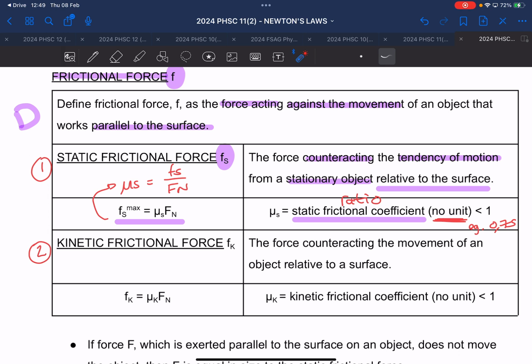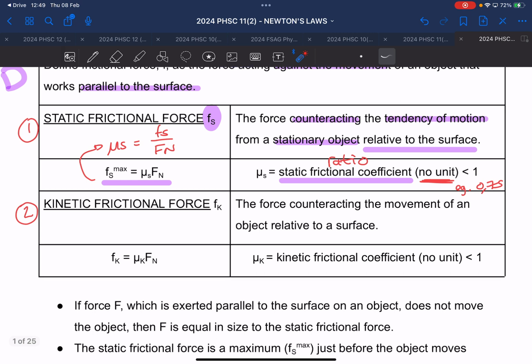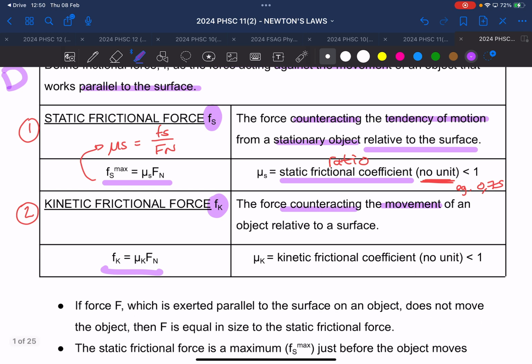Okay, so we spoke about kinetic frictional force. Here is the formula for kinetic frictional force. Also on your data sheet, it looks very similar to static. The only thing that changes is that instead of an S, you have a K for kinetic. S is for static. What is kinetic frictional force? It's the force counteracting the movement. So not the tendency to move, because kinetic, it's already moving. So it's counteracting movement, slowing it down relative to the surface. And again, there you see the coefficient of friction, smaller than 1.